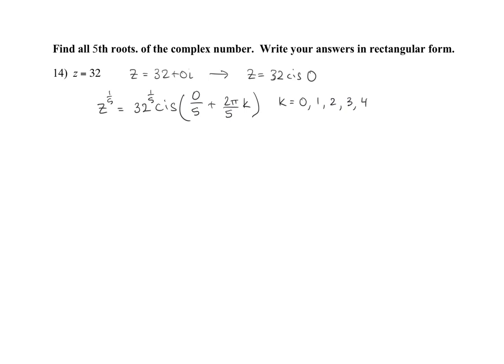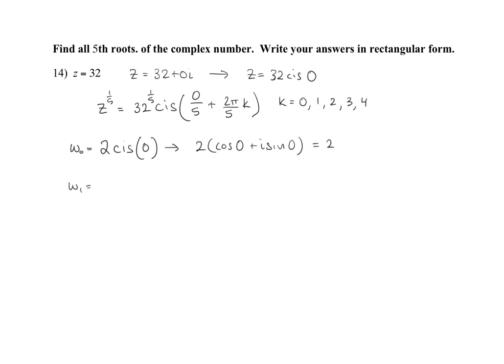So for the case when k is equal to 0, we have 32 to the 1/5, which is 2. There's a cosine plus i sine. 0 divided by 5 is 0. If k is equal to 0, then this is 0. So this is 2 times the cosine of 0, plus i times the sine of 0. Cosine of 0 is 1. Sine of 0 is 0. So this is 2 times 1, which is 2.